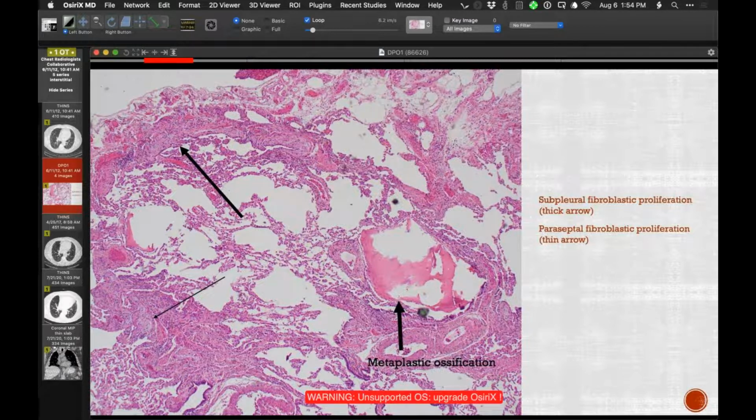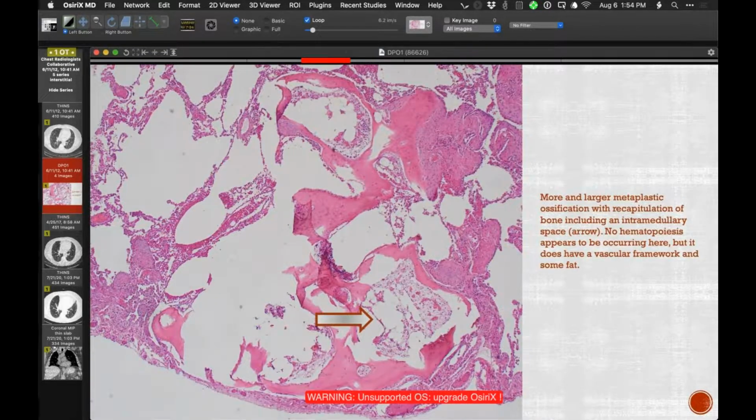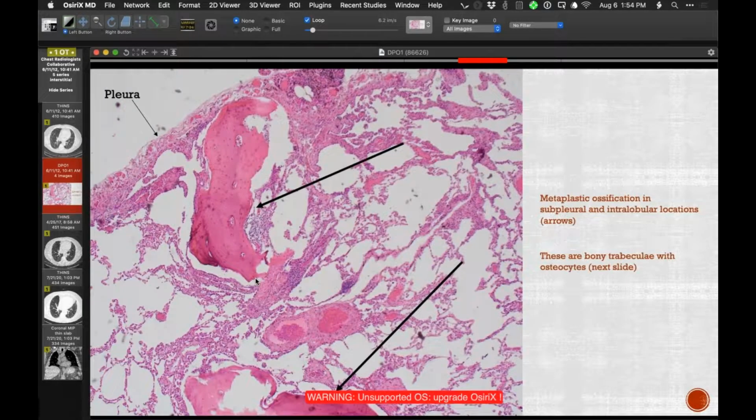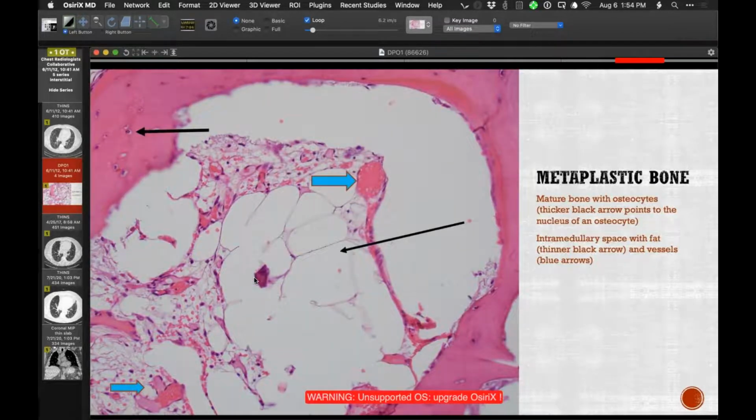She did find some fibrosis, but described that as some fibroblastic proliferation. Not very much. You can see the arrow pointing to the bone. Here is a label showing you more of the bone, recapitulation of bone, including an intramedullary space, but no hematopoiesis in that space. Here's a nice image of the bone, as well as osteocytes that are present. There you can see the pleural surface. There's a nice image of the bone, the osteocytes. Here we have some fat, some blood vessels in the marrow part of the bone.